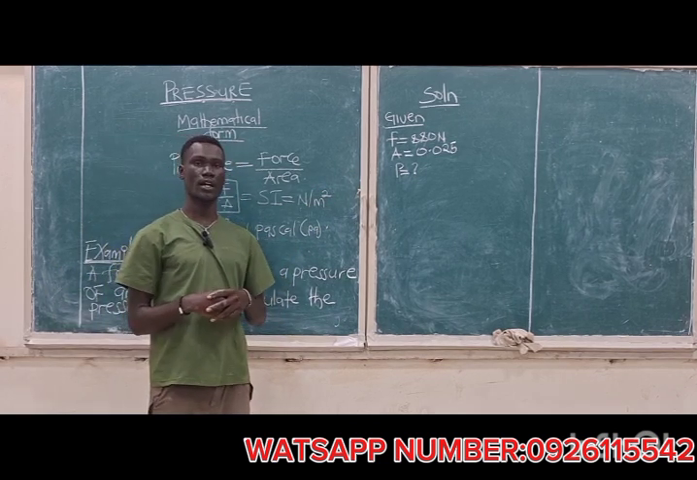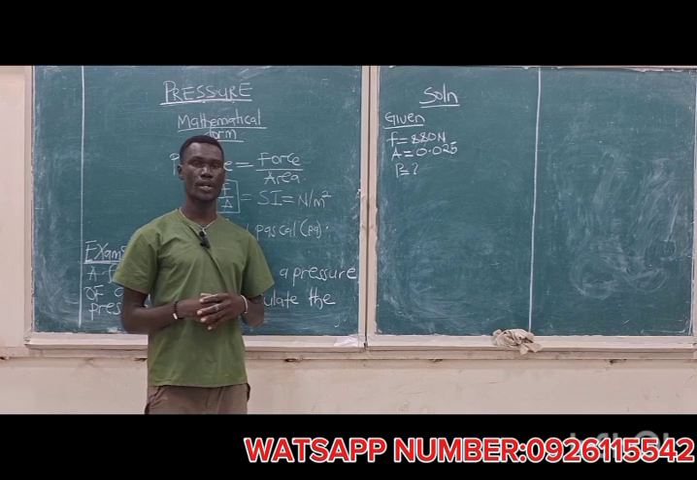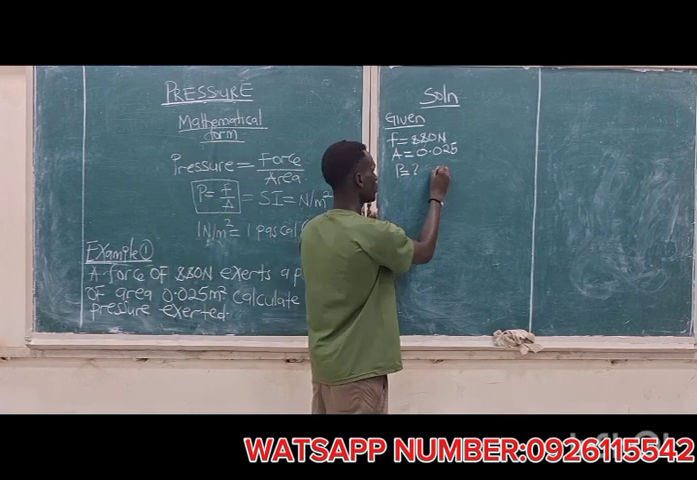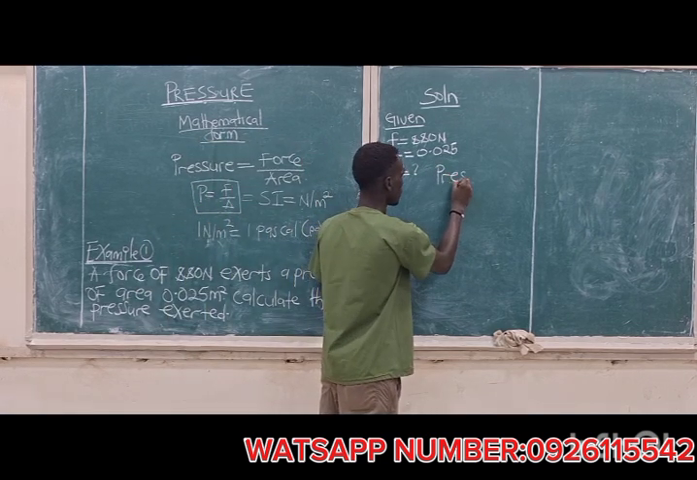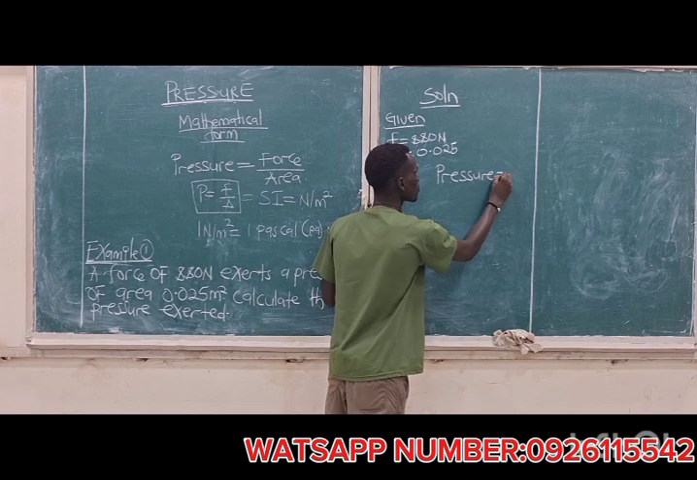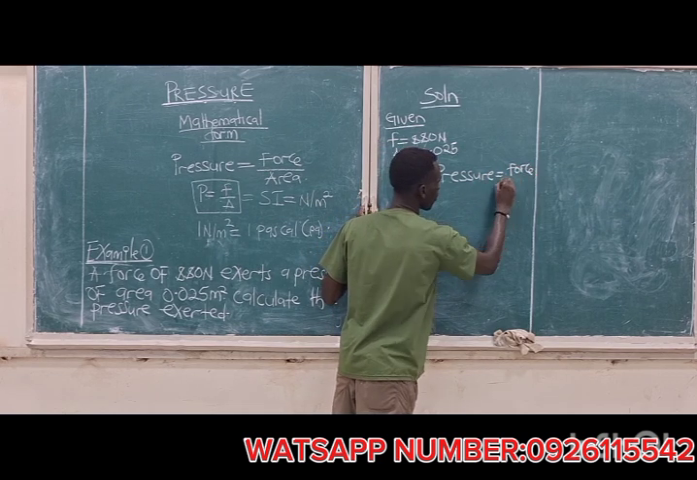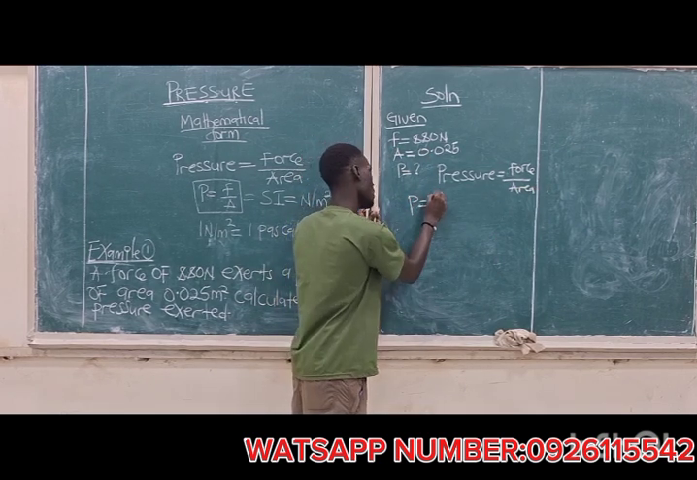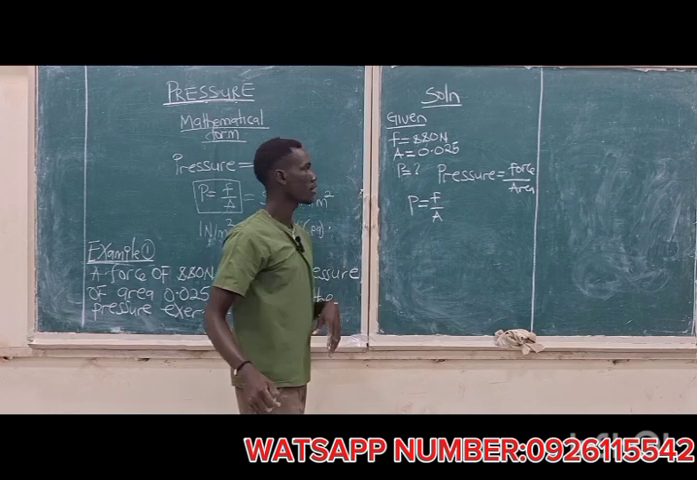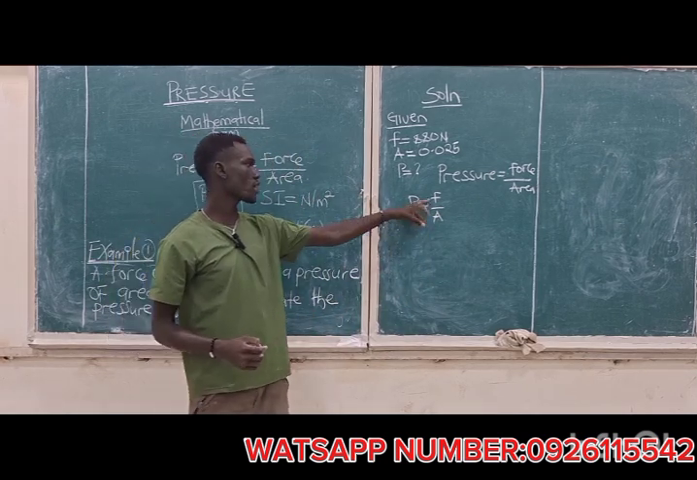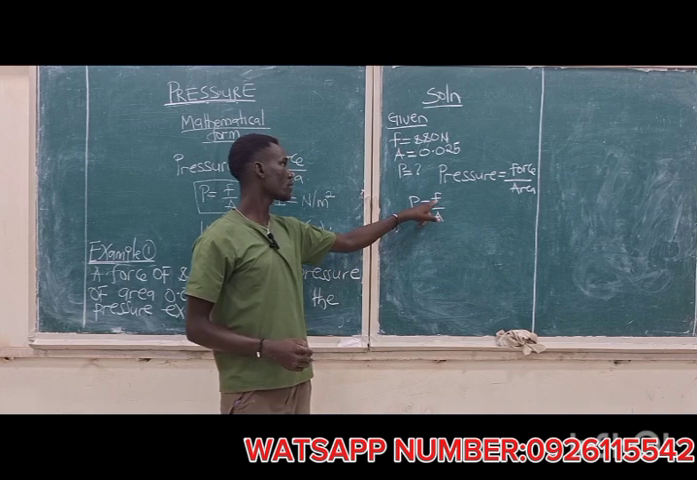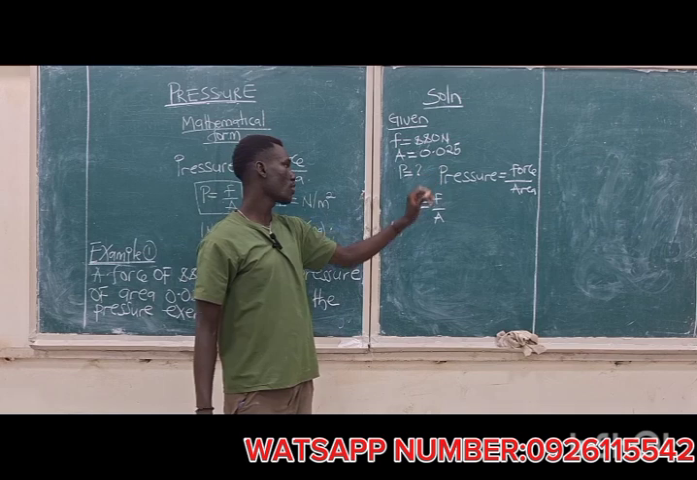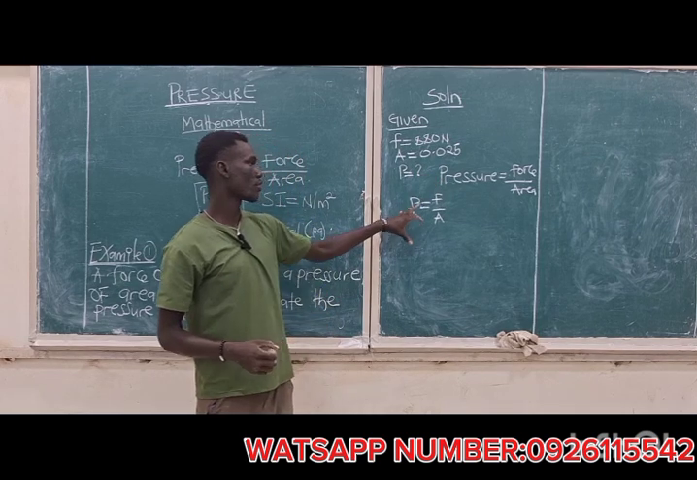We are asked to calculate the pressure exerted. From our definition of pressure, we said that pressure is the force acting normally per unit area. Therefore, P, which is pressure, is equal to force all over the area. That is P equals F all over A. Now let's look at our parameters, whether we have the figures for all of them. We have the force, and we are also given the figure for the area. Now we are good to substitute the values.